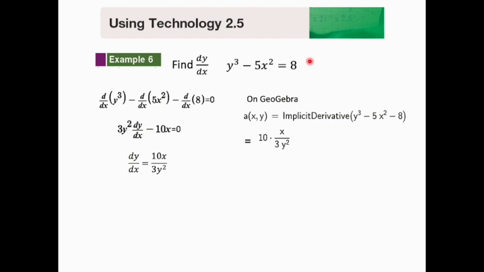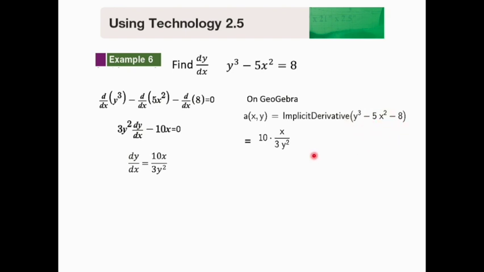So if this is the equation that we're trying to find the derivative of, we need to subtract 8 to the other side so that everything's on one side, 0 is on the other, and then put that in there. Implicit derivative is not expecting an equal sign. So if you put in the entire equation, it's going to give you an error message, which is why you need to solve it so that it's equal to 0 before you enter in your expression here.